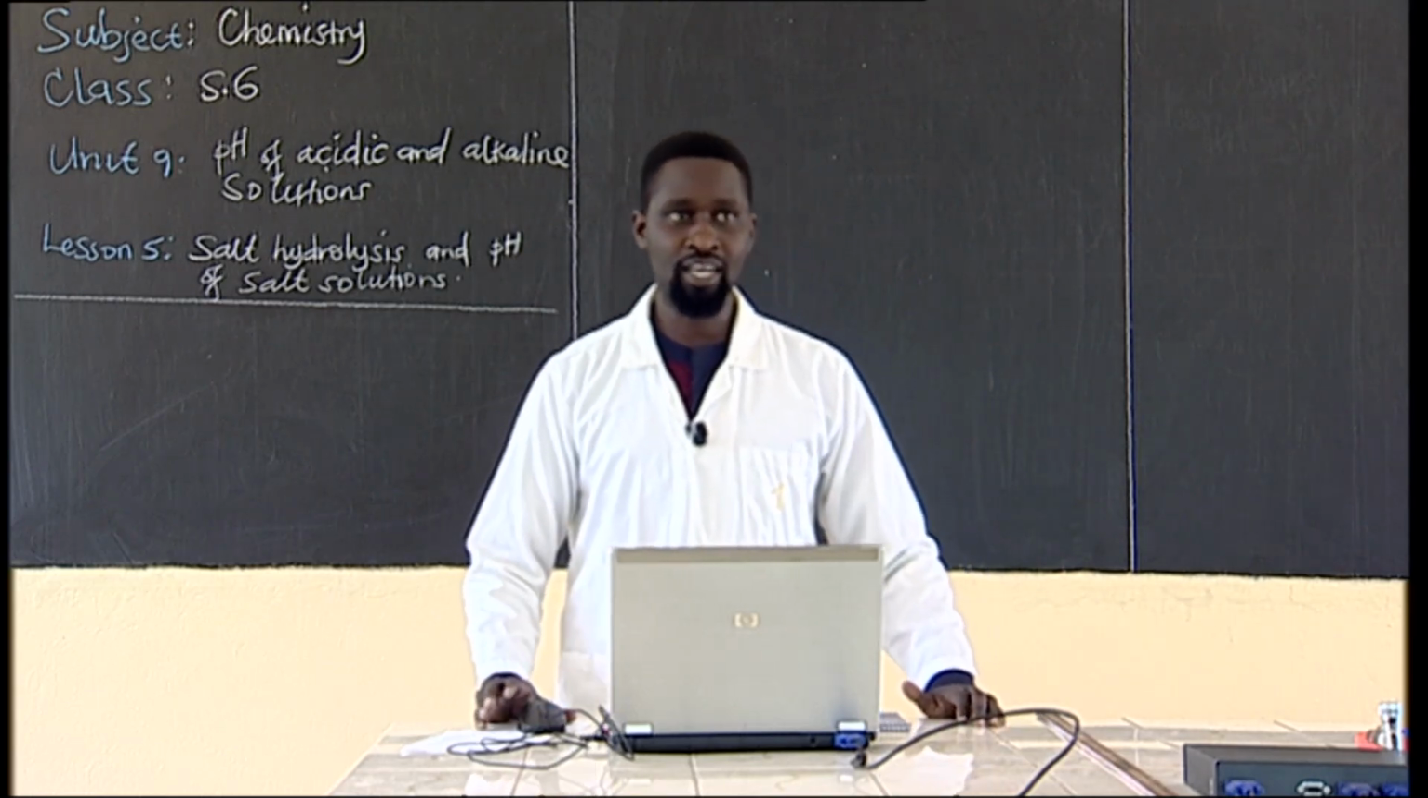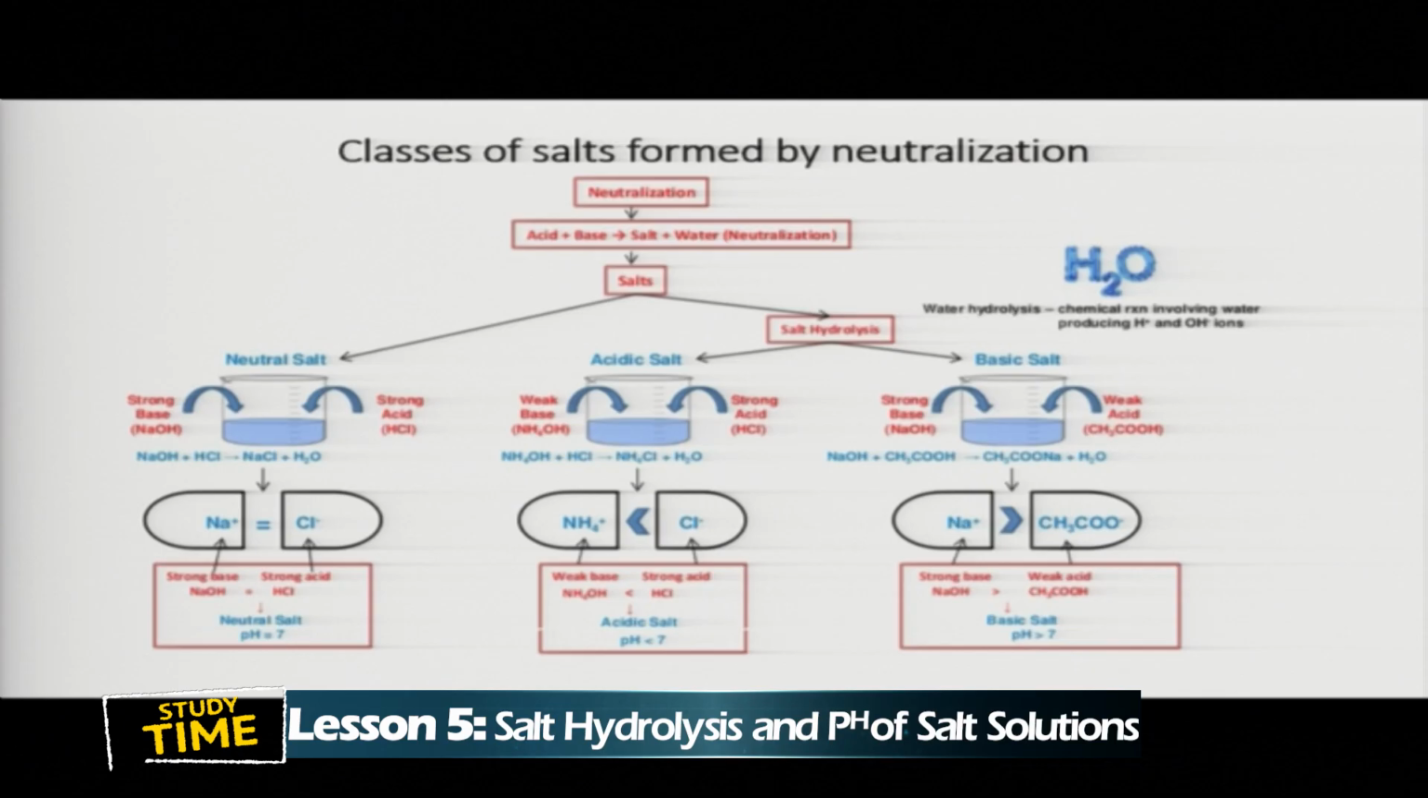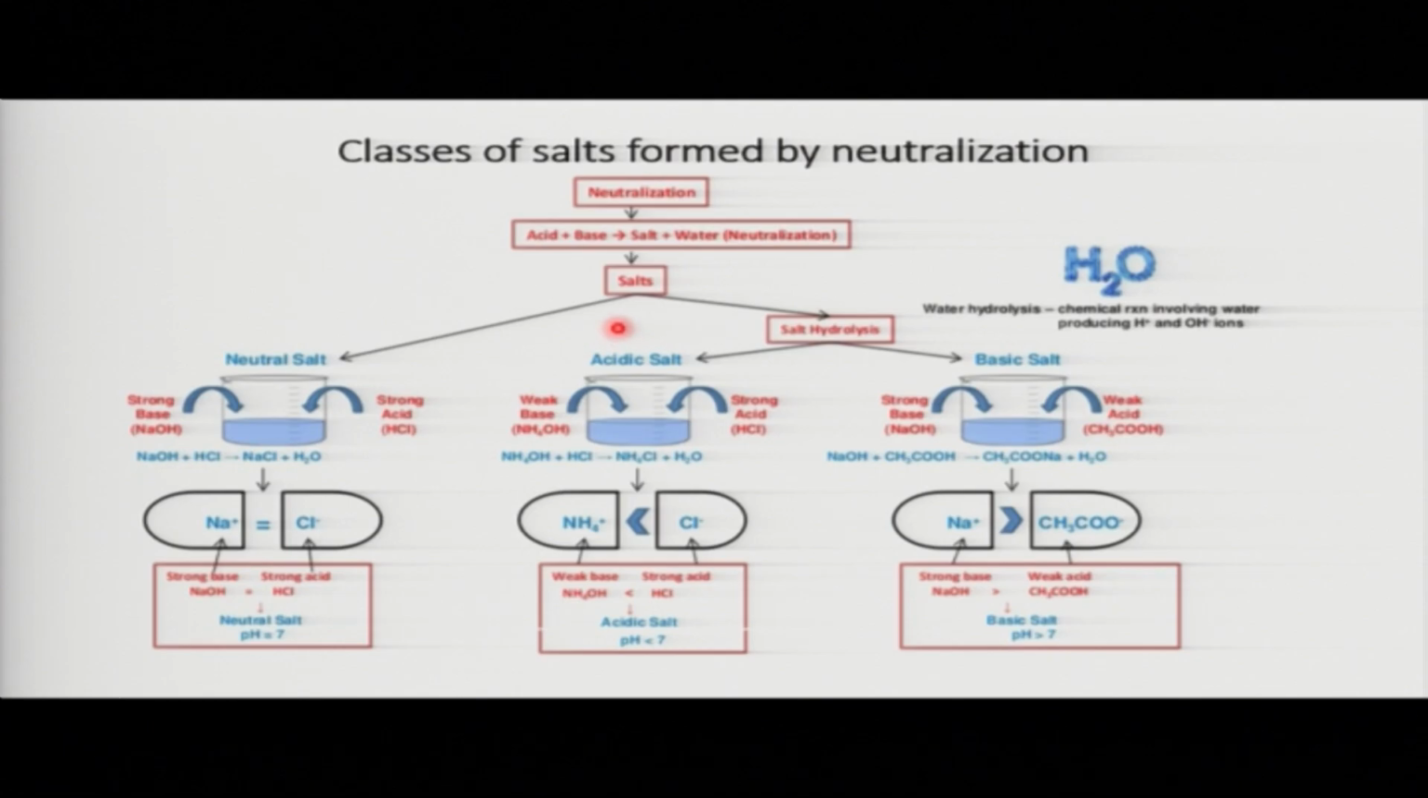But let's quickly look at the classes that we mentioned above in respect to how they are formed and what happens. When an acid and a base react together under neutralization, 3 cases are possible. Either a neutral salt.